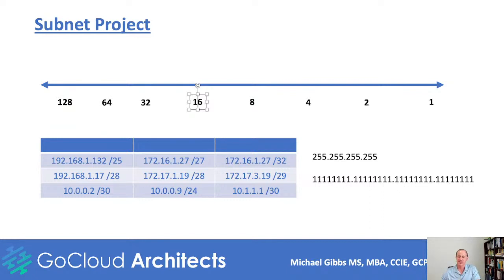So, /240, what's that look like? Well, let's knock out these 4 last bits. Just swap them over to 0.